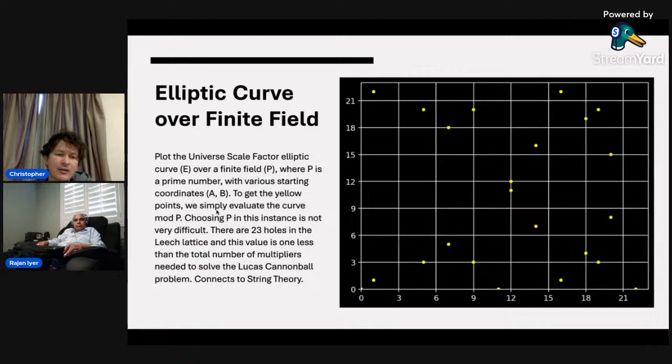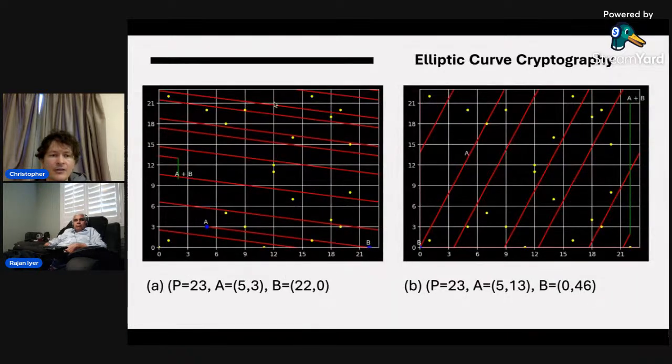So the yellow points here, we simply evaluate the curve mod P, and we get these. Then in elliptic curves, we have two starting coordinates, A and B, and then we can start plotting the windings, which is how this links back to string theory in a way. So here are some of the windings that we get around the finite field of 23. These are just some random examples.